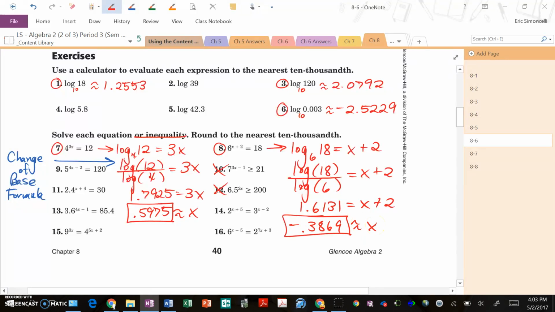Now we can still check our answers. I didn't actually check 7 nor 8, but I can simply by plugging this in. So we'll say 6 to the, and I'll use parentheses, the answer negative 0.3869, or just use the answer button on my calculator. Add that to 2, close the parentheses, and it should be 18, and it is.